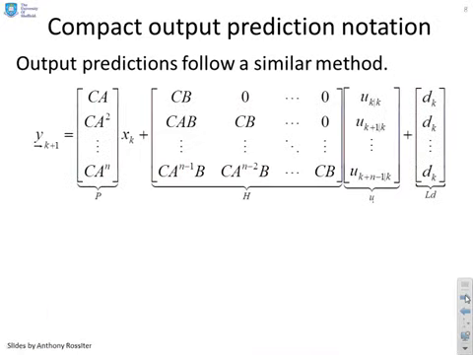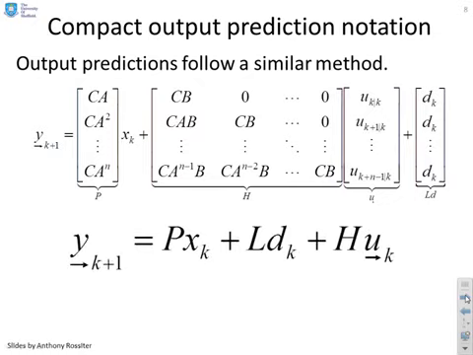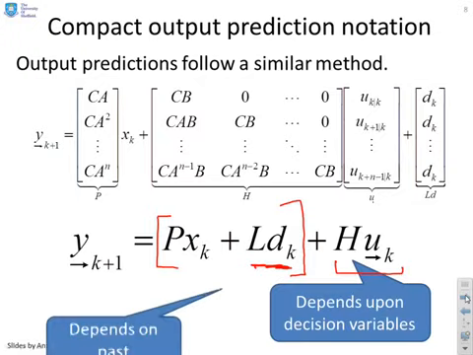I can do a similar thing clearly for the output predictions. It's a very similar expression. The only subtle difference here is that the bit that depends on the past now includes this disturbance term, which you'll remember is there to cater for not only disturbances but also parameter uncertainty, and I've got a bit which depends on the future inputs.